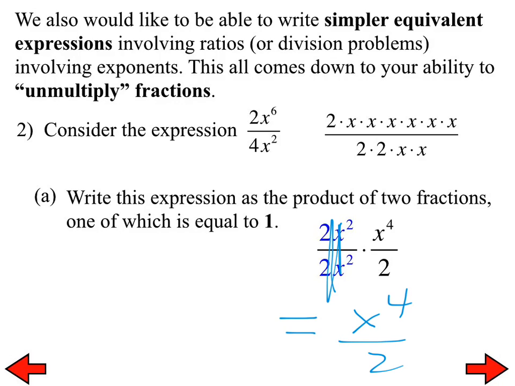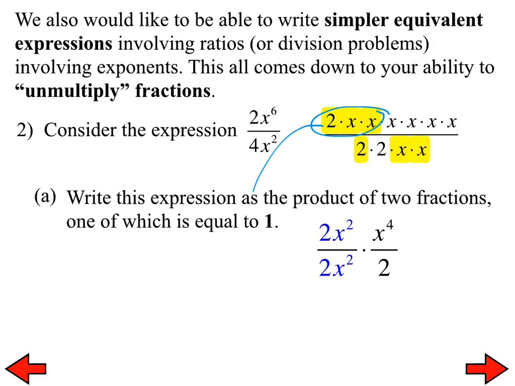Now another way of looking at it would be like this. If you thought of the numerator as a prime factorization, and same thing with the denominator, you are reducing the numerator and denominator by 2, and then by x, and then by x. And if you took those yellow things that I just highlighted, essentially what you have is this right here.